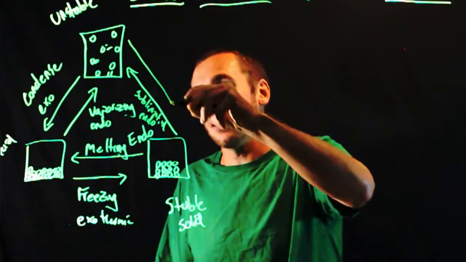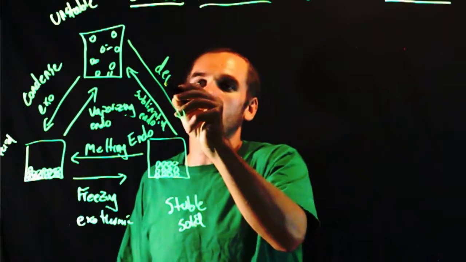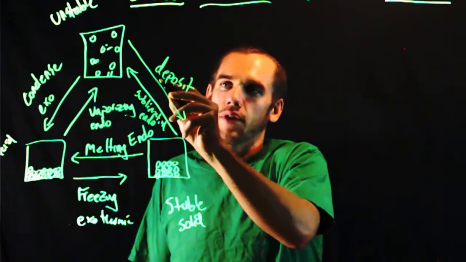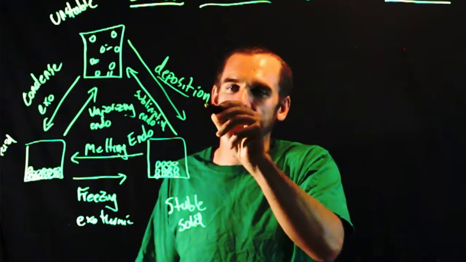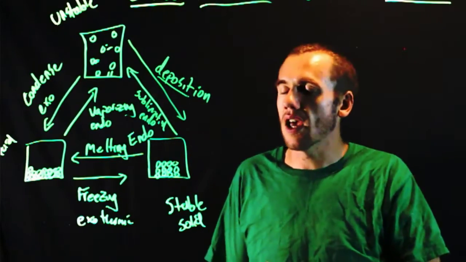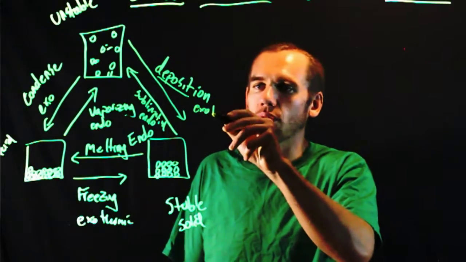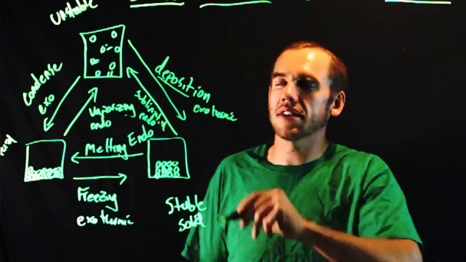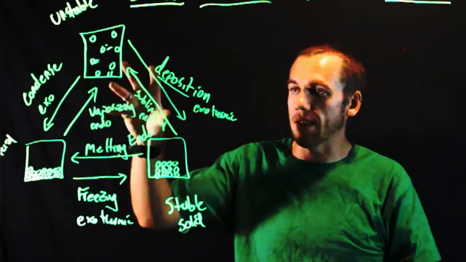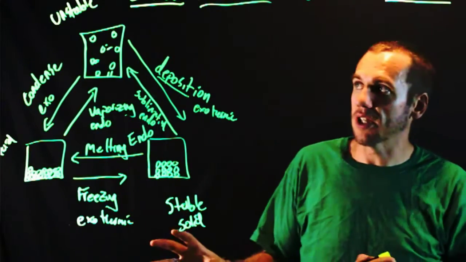And then we can have the other thing happen. This is called deposition. And that is, if you think about it, the word deposit, that's when a gas deposits onto a surface. Frost forms from deposition. And of course, this is exothermic. We have to let those particles release their energy in order to get them more stable so that they can come together as a solid.